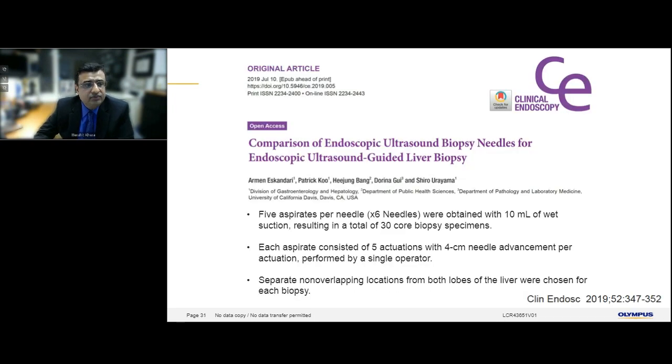So this was an ex vivo study that compared various different needles that are out there in the market. They looked at six different needles, and they had an explant model in which they had 30 core biopsy specimens.